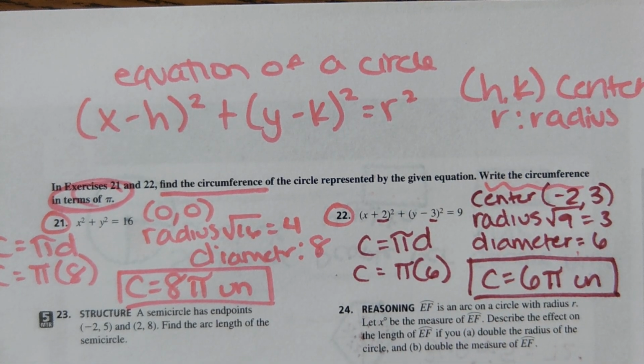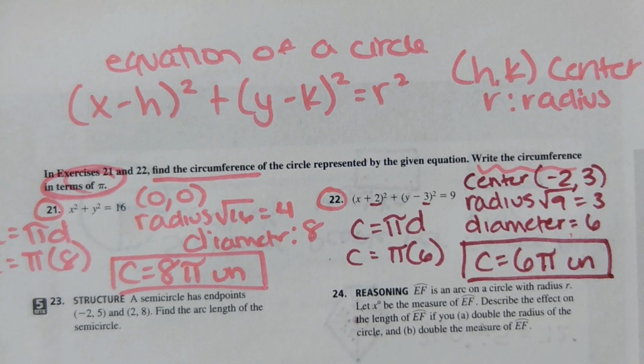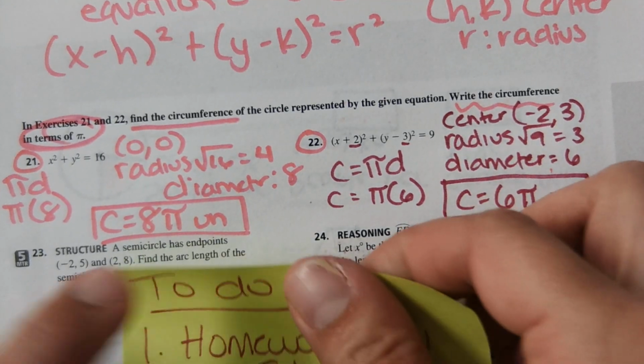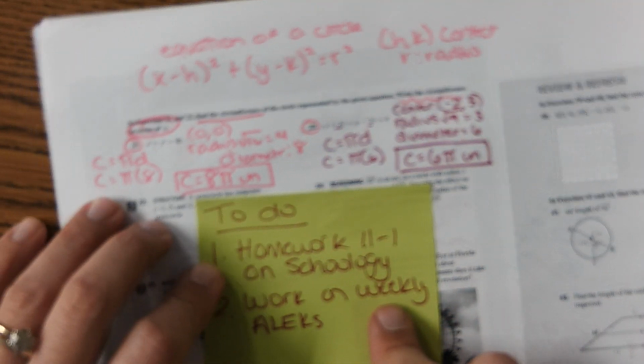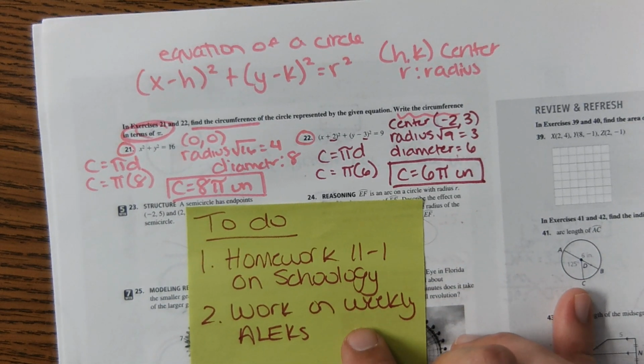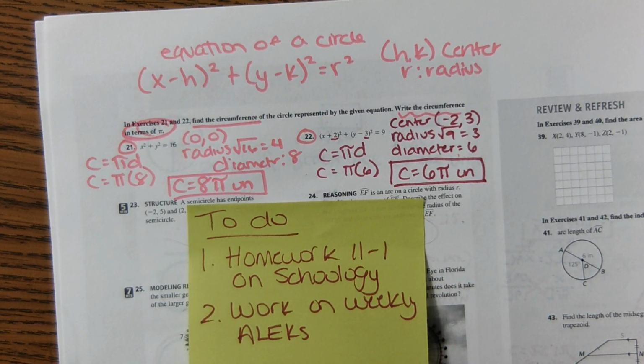And that is all. Okay, so we're going to stop there, and then you have the rest of the time to get your homework done. So your to-do list right here is homework 11-1 on Schoology. Let me know if you have questions so we can all get it done in class today. Oh, sorry, it's blurry. And then work on your weekly ALEKS. And again, let me know as you have questions so we can get stuff done. And go ahead and grab a laptop, log in, and all that stuff.